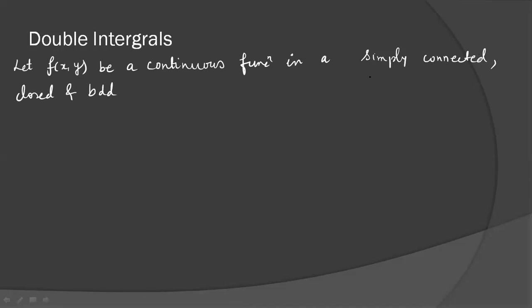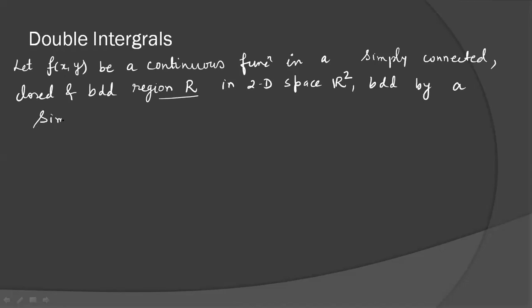And what are the main definitions of simply connected closed domains? We will see these definitions in the complex analysis module. And bounded region R, let the region be R in two-dimensional space, and it is a subset of R2, or it can be R2 entire, bounded by a simple closed curve C.